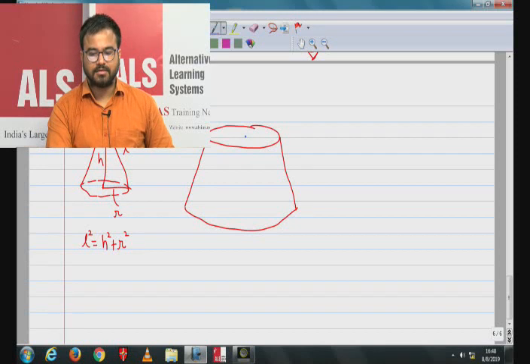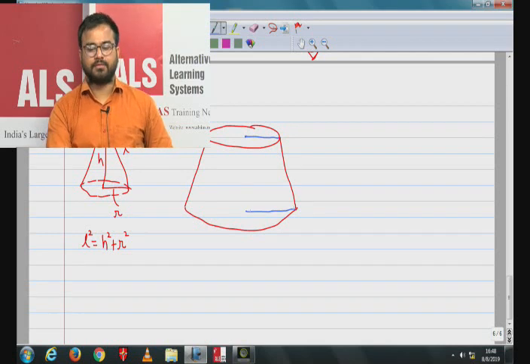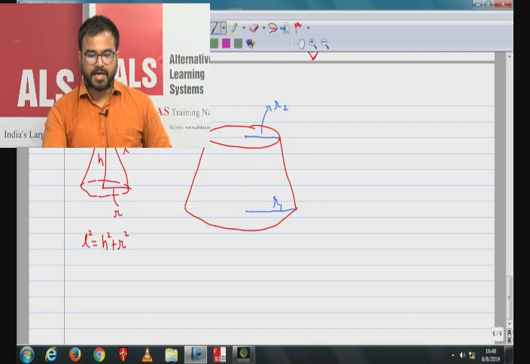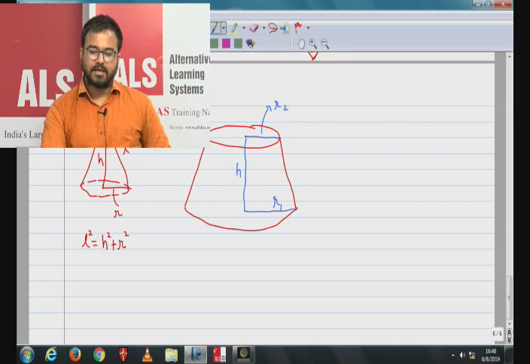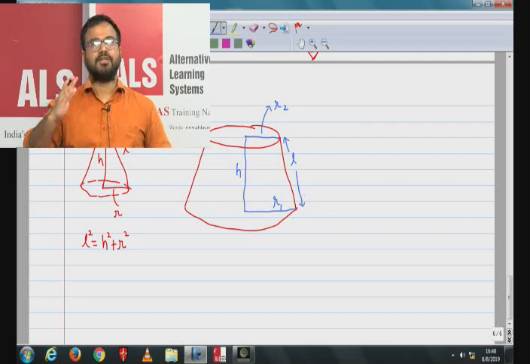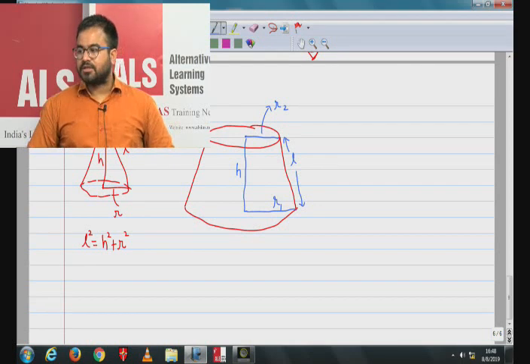So this is the radius of the smaller circle, and this is the radius of the larger circle. You can say this one is R1, and this one is R2. The height, if you join the center to center, that is again the height of the frustum, and this one is called the slant height, which is at a slant position. That is called the slant height in the frustum.